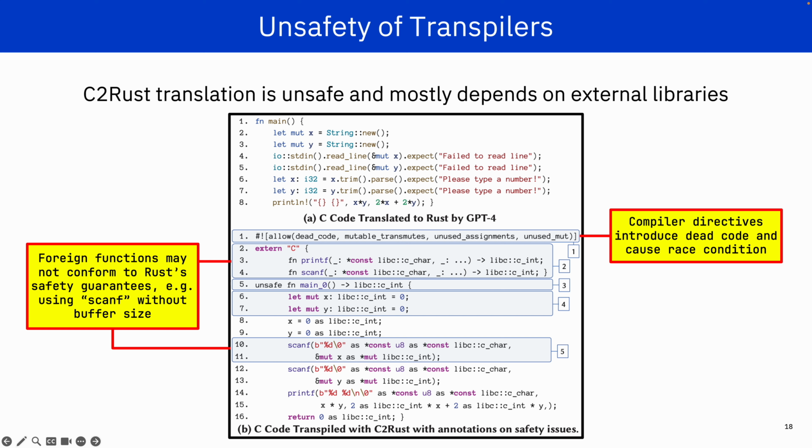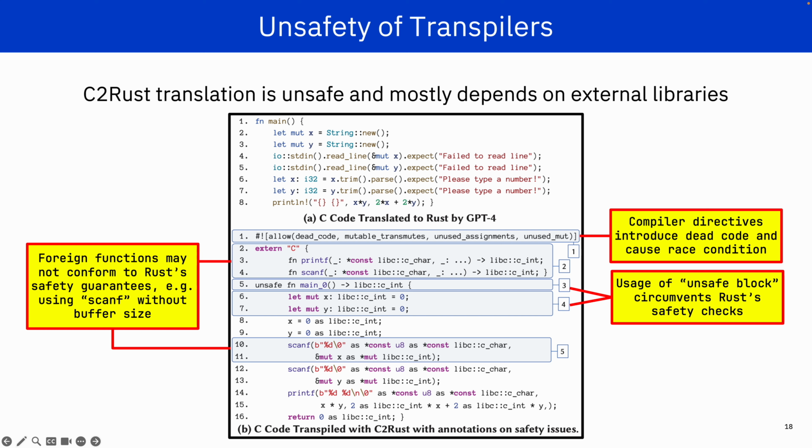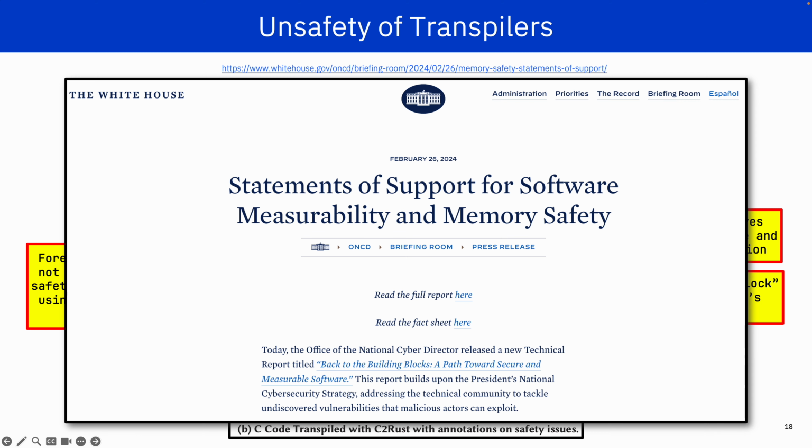And it also takes advantage of unsafe blocks in order to generate the code, which circumvents Rust safety checks, and it's contradicting the whole promise of Rust. There was a blog post published by the White House, the Office of the President of the United States, about support for more memory safe programming languages about 2 months ago. So it's very important to have programming languages and write software in a safer manner.